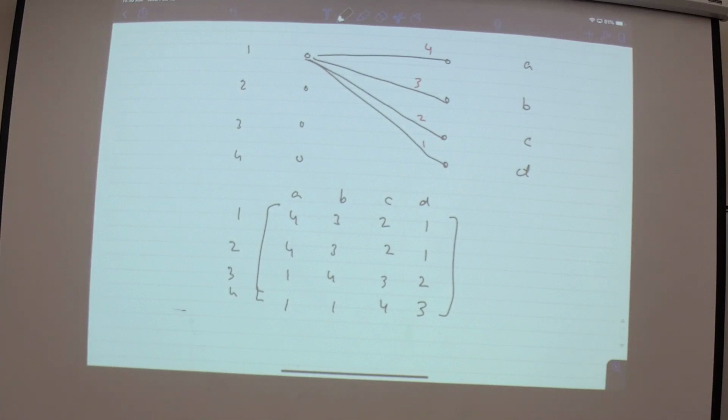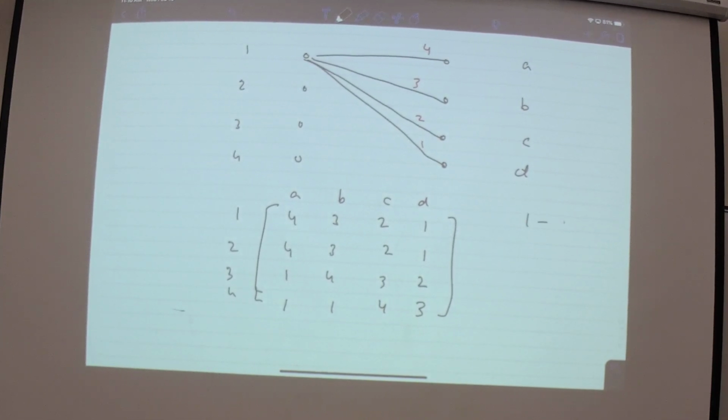So, what is the best local solution? If we start with person 1 and give them their best gift, so 1 gets A, then 2 gets B. Okay, 2 gets B. 3 gets C.